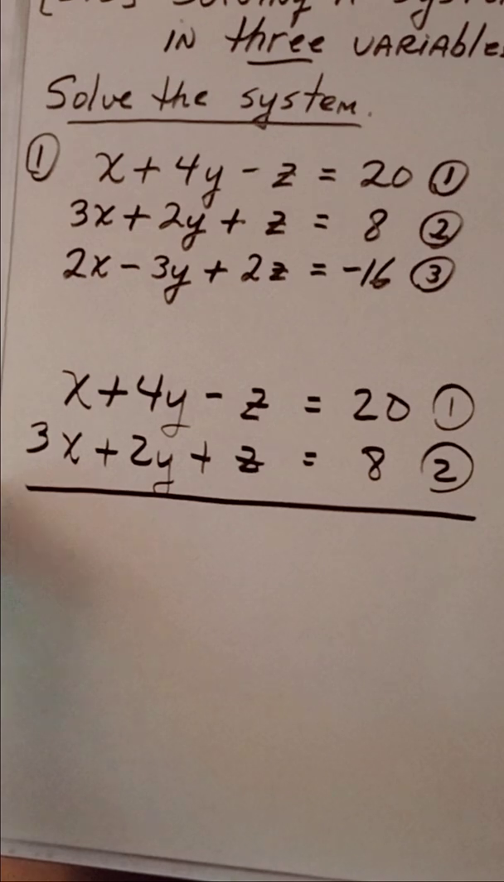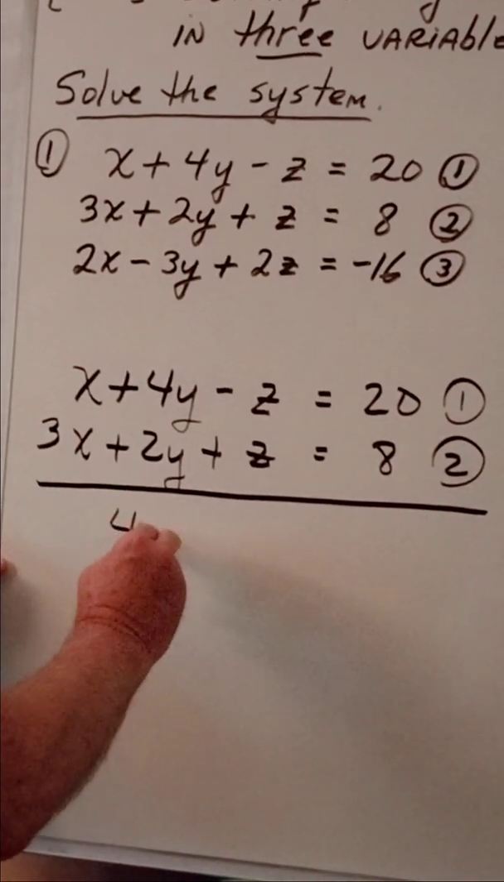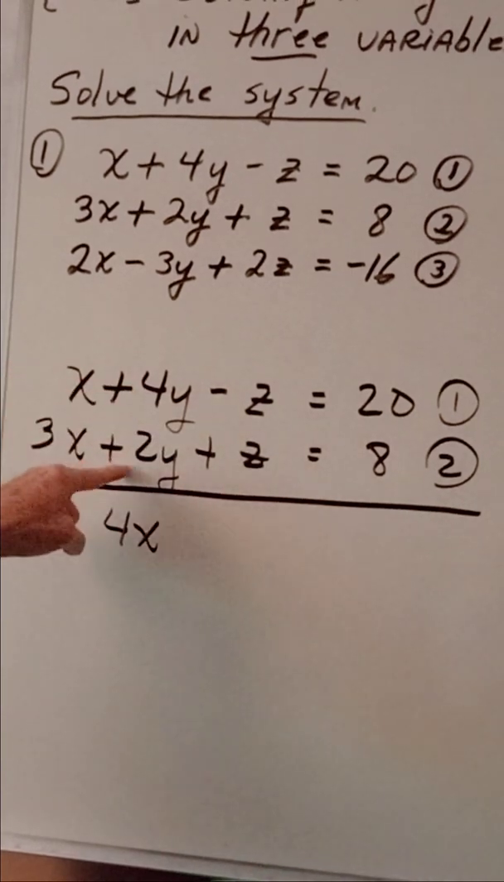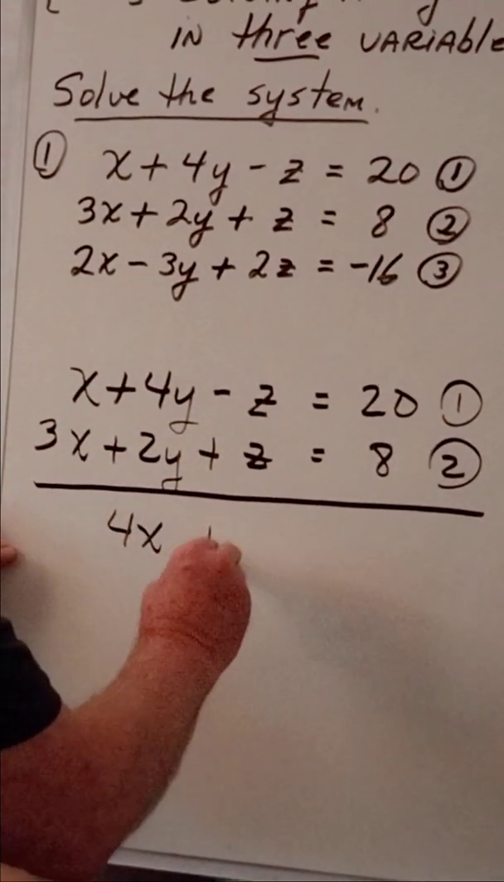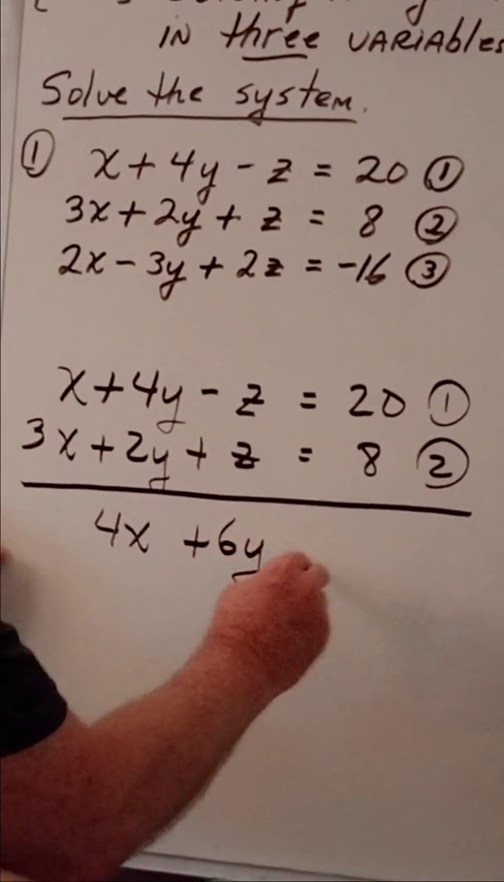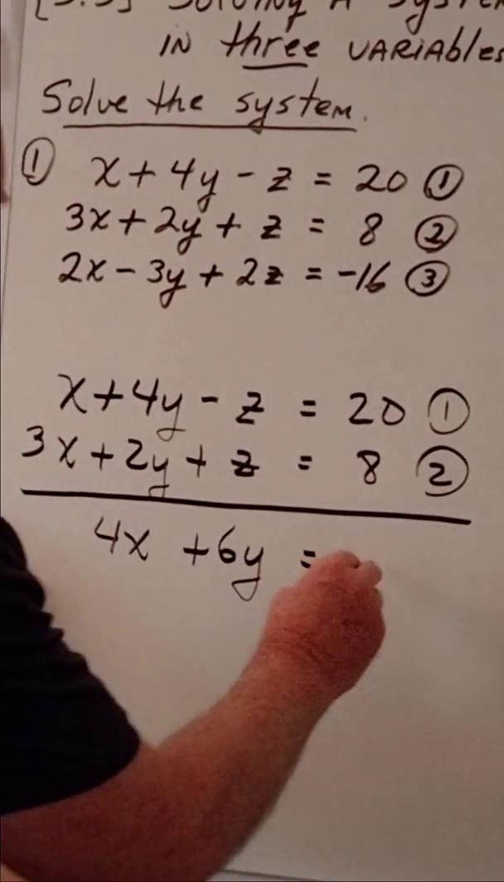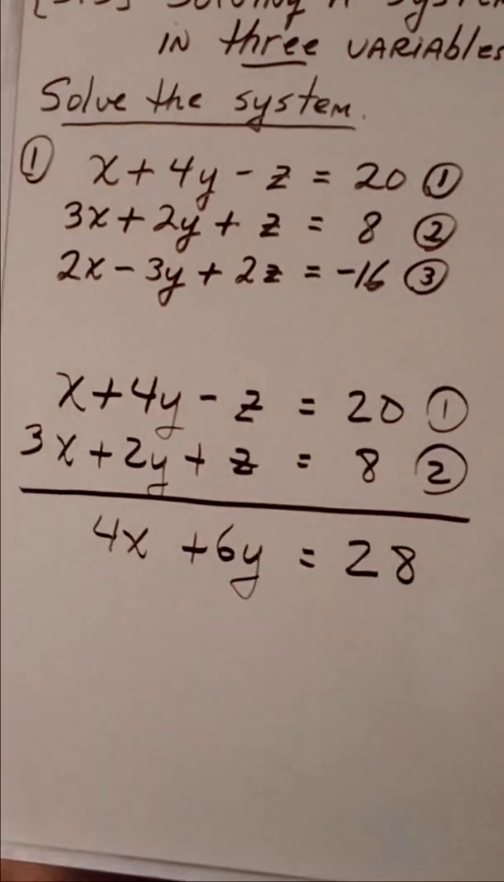1x plus 3x gives us 4x. Positive 4y added to a positive 2y is a positive 6y. Bring down the equal, because the z's go, add the 20 with the 8, and we have 28.